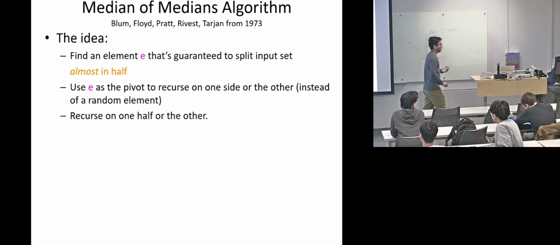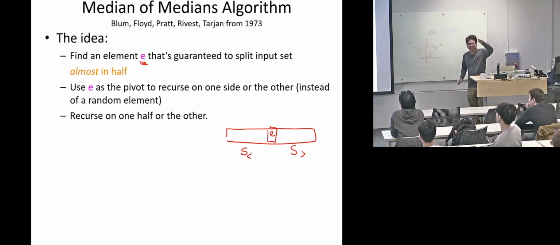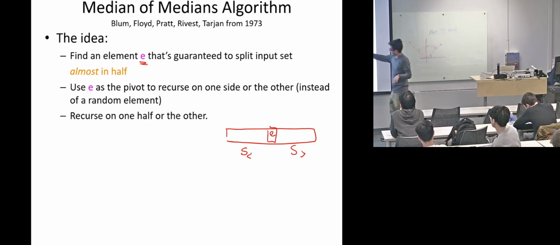We saw before that when you choose an element E, it would be good if you can choose some element E that is close to the middle. Because if it's close to the middle, when you recurse on both sides, then the size of the subproblem gets smaller by almost half. And that's good. So we're going to do the same thing, but the question is then, how do we choose E in the middle?